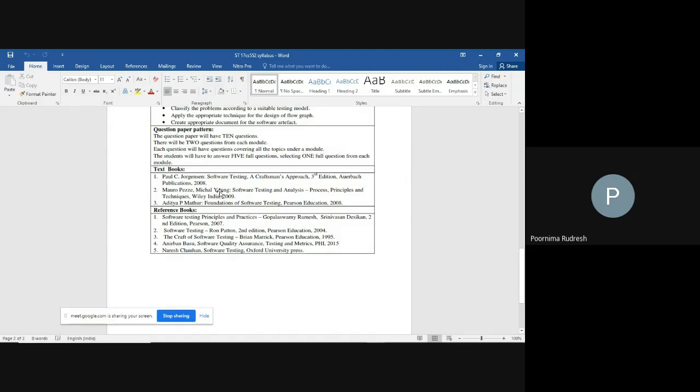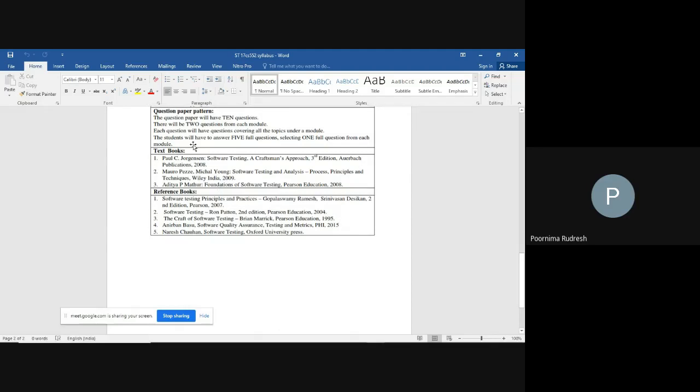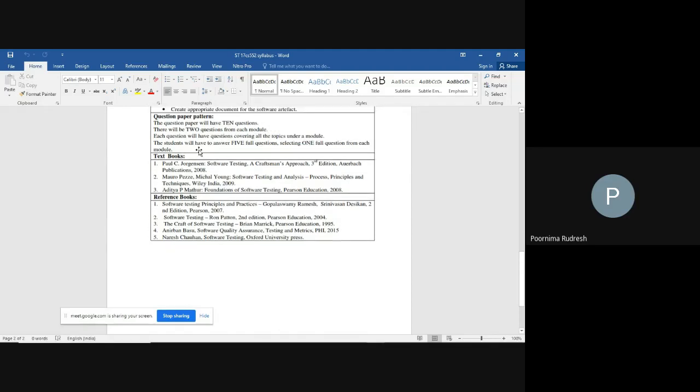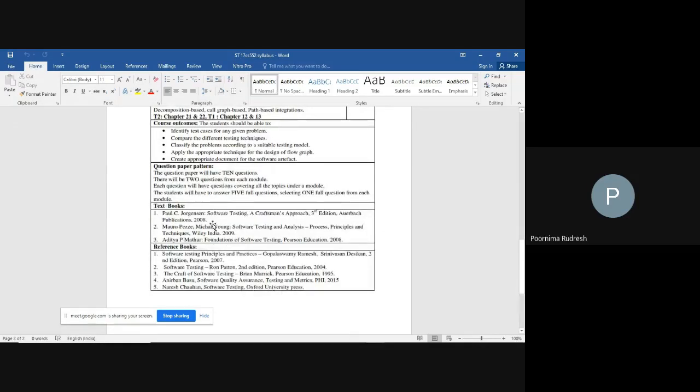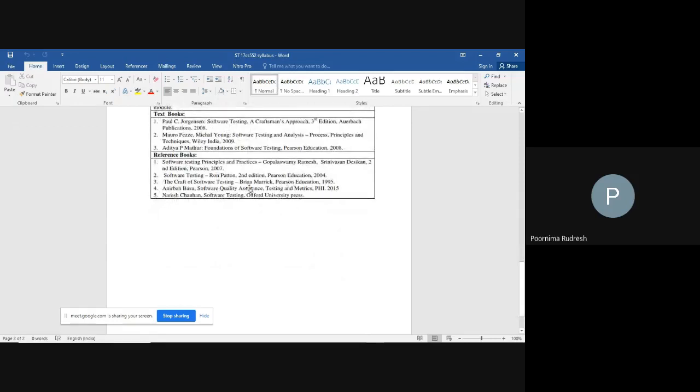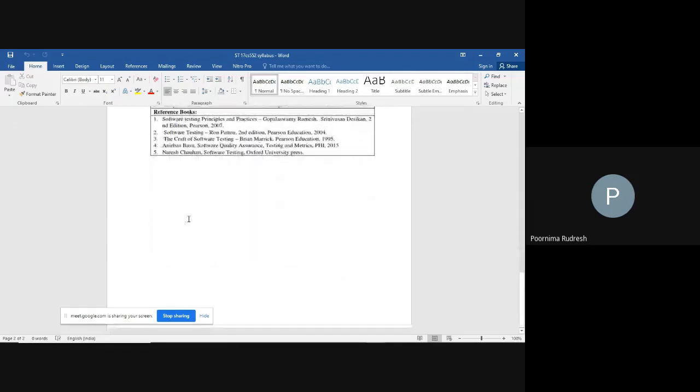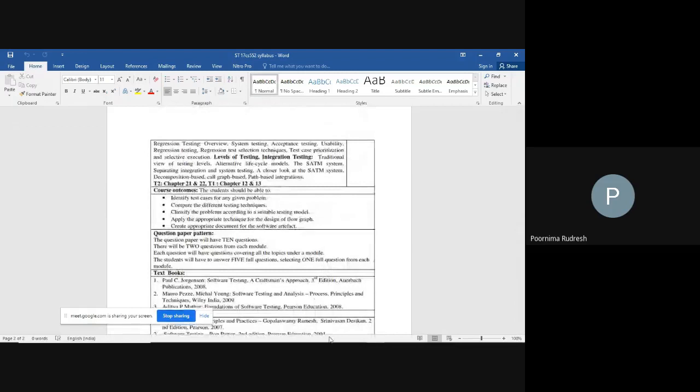So 5 reference books are also given. If the topics covered from these textbooks are not sufficient, then we can look into the reference books. Okay, so this is about the syllabus.